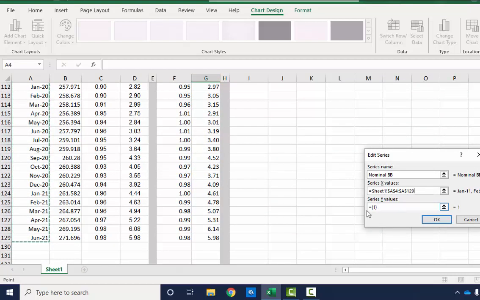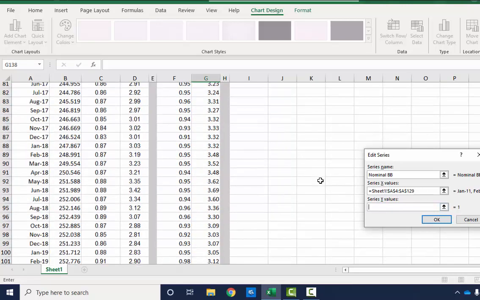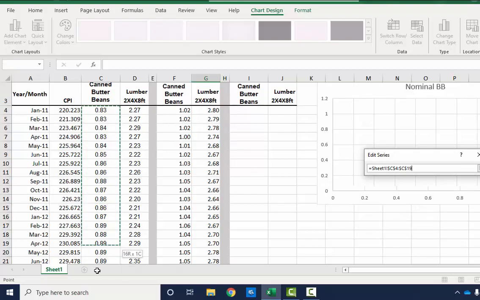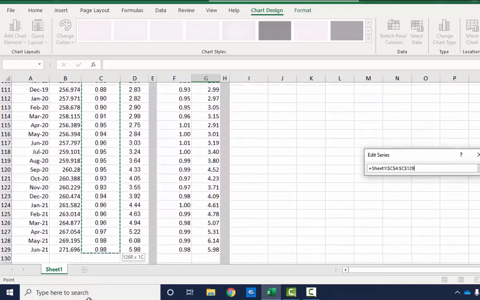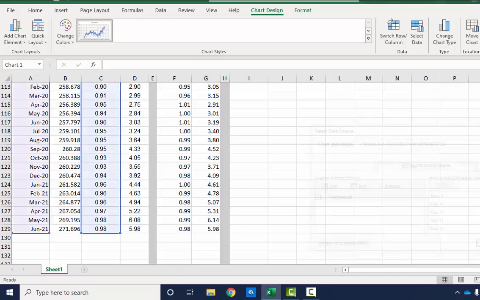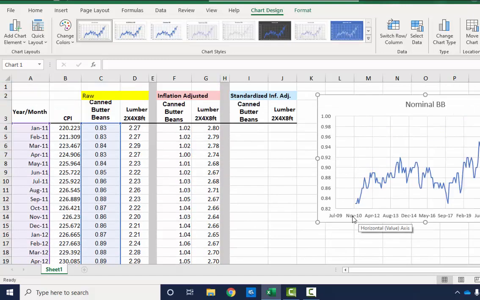Now for my Y values, I don't know why Bill Gates puts this piece of trash in here, but he always does. Get that out of there. The Y values, of course, are the nominal prices of butter beans, and that's this stuff right here. And now I'm done, so I'm going to OK that. Let me stop for a minute and let you see what we have so far. So here's our graph. This is what butter beans have done since we started, January 2011. They went up in price, kind of stabilized in about 2014, fell from 2014 to 2017, and they've been running up since then. So that's butter beans, that's their nominal price.